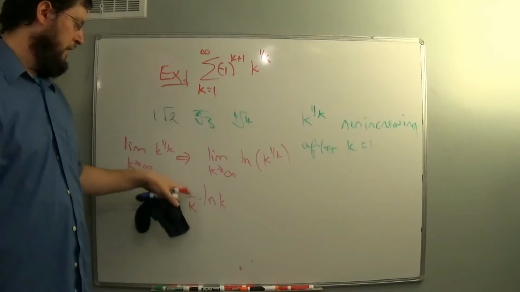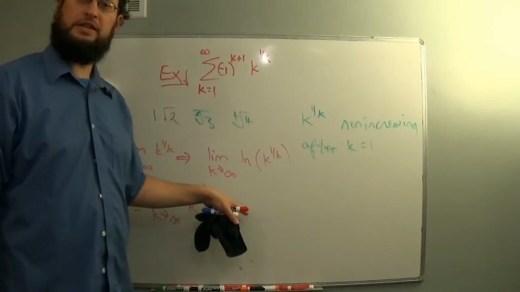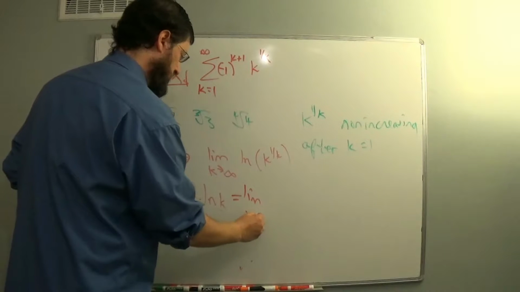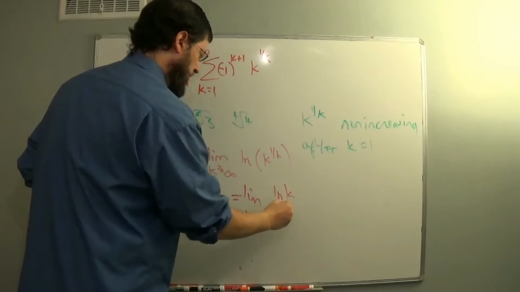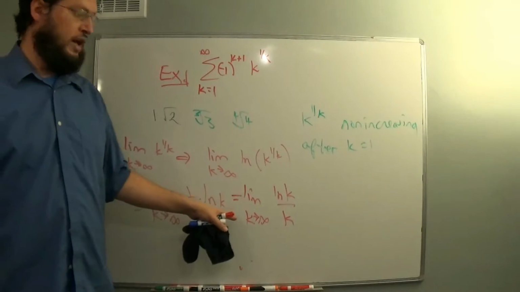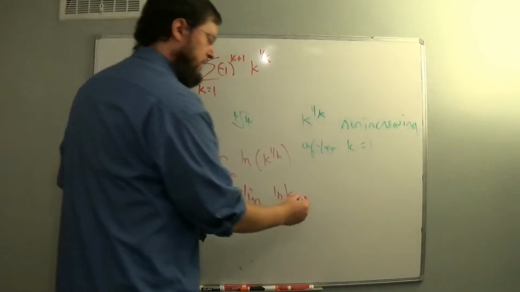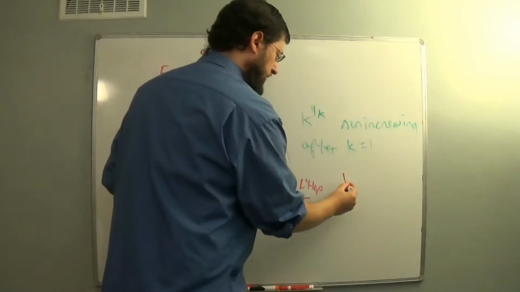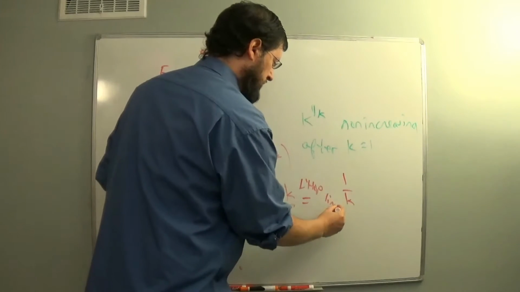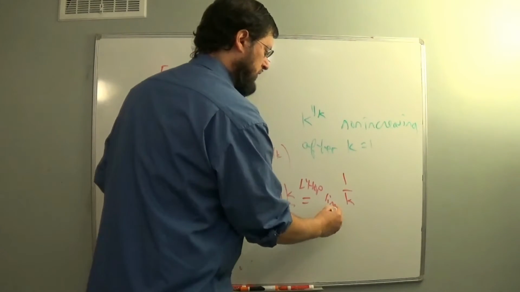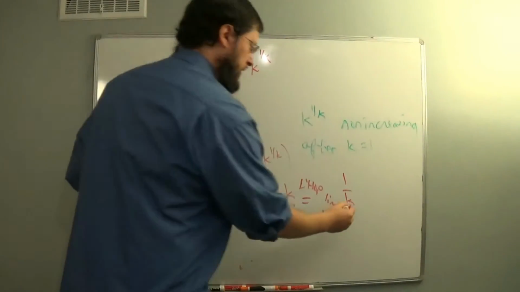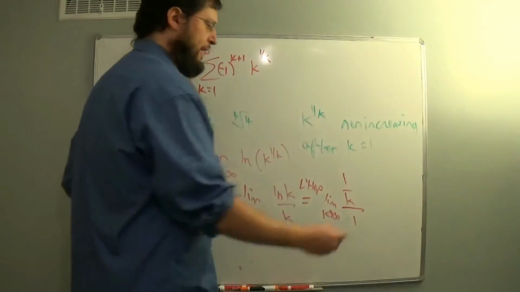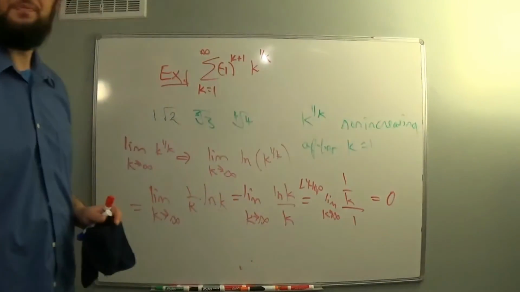Plugging infinity in, this is 0, and ln of infinity is infinity, so that's 0 times infinity, but we can just do one very simple trick to make it into a fraction, ln k over k, and by doing so, now it's infinity over infinity. And so we can apply L'Hopital's rule. Take the derivative of the numerator, that's 1/k, so we're looking at the limit as k goes to infinity of 1/k for the numerator, and 1 for the denominator. Well, that's just the limit of 1/k, and as k goes to infinity, that is 0.